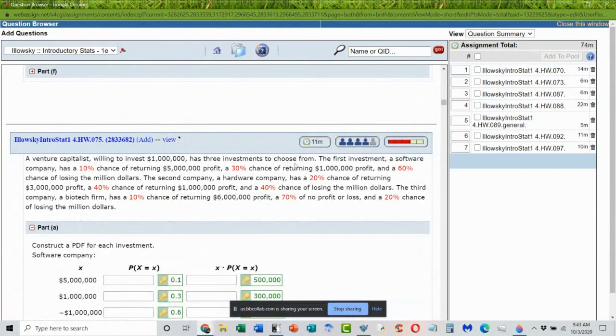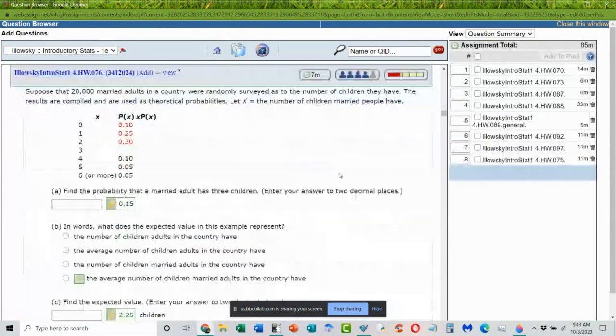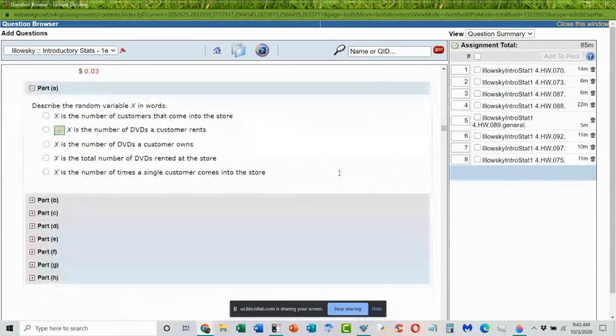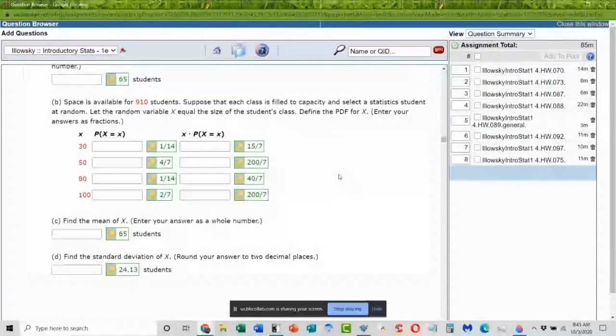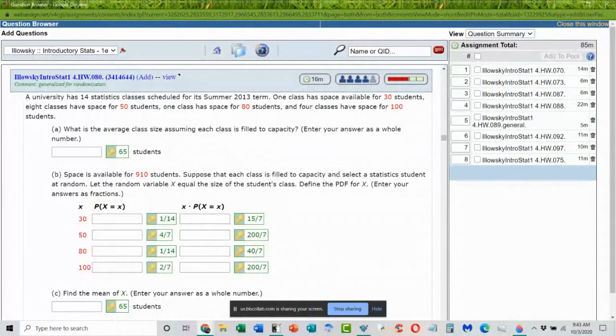Didn't see this one either. It used to be on there. I'm going to add that, because I'd like to be able to say Poisson.